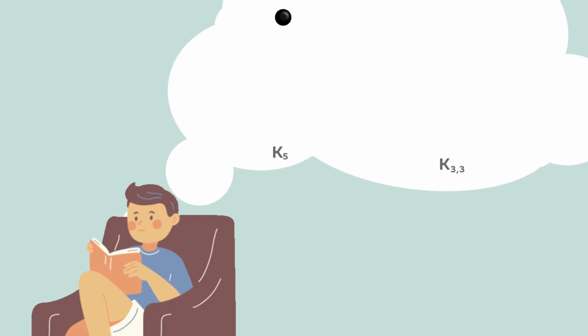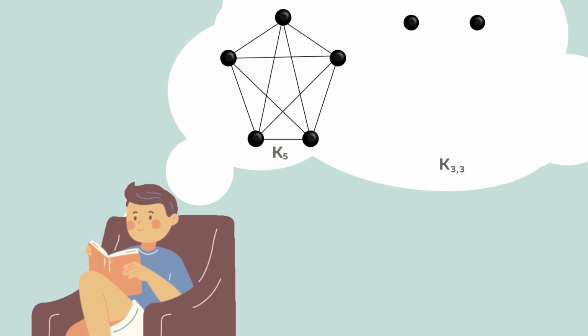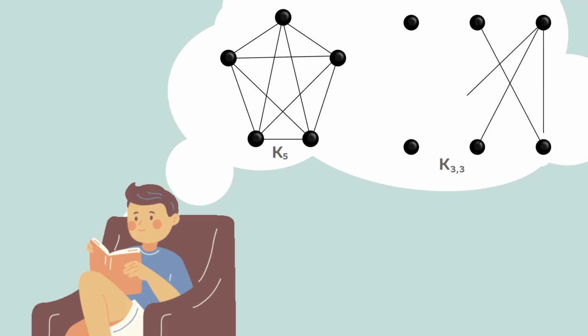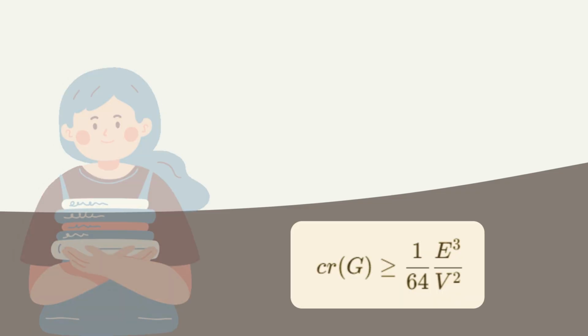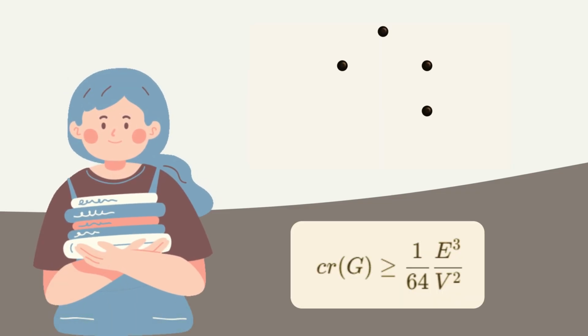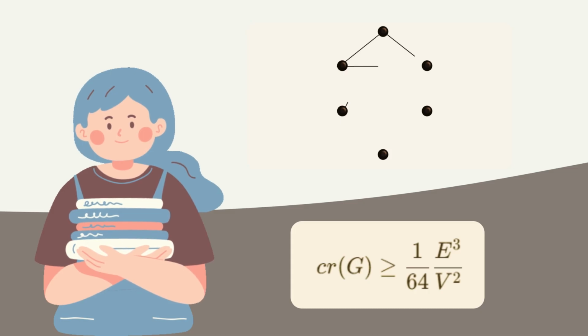Some well-known graphs have a fixed crossing number. Complete graph K5 is the smallest non-planar graph in which every set of 5 vertices is connected to one another. The value of cr(K5) is 1. Complete bipartite graph K3,3 consists of 2 sets of vertices, 3 in each, where every vertex in set A is connected to every vertex in set B. The crossing number cr(K3,3) equals 1.